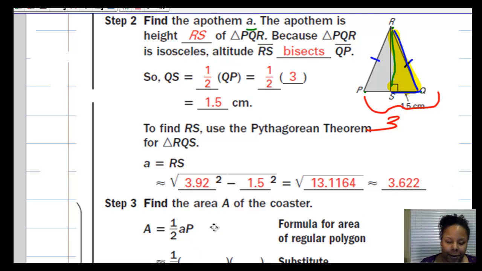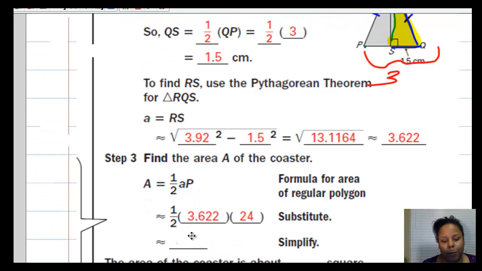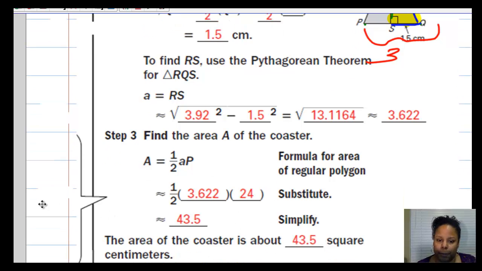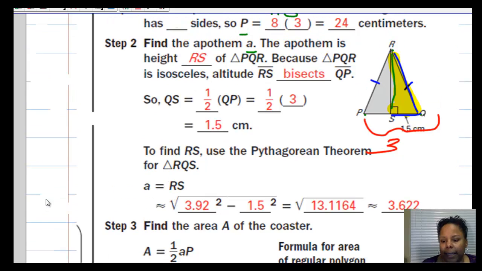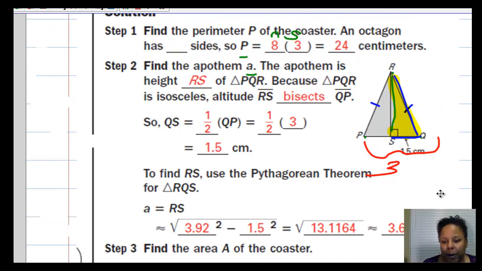So now all we have to do is figure out the area formula. So we have 1/2 A, which we found to be 3.622, times the perimeter, which we found to be 24, and we have approximately the area to be 43.5 square centimeters. So again, all we did was we used the Pythagorean theorem to figure out the unknown value.